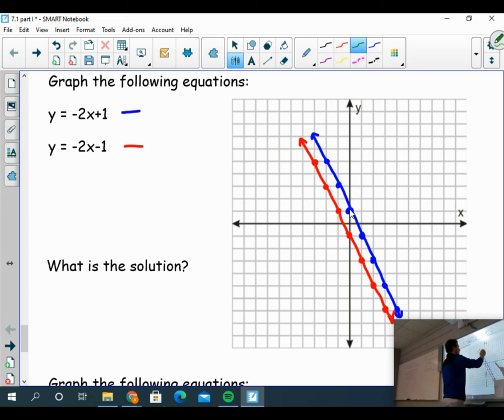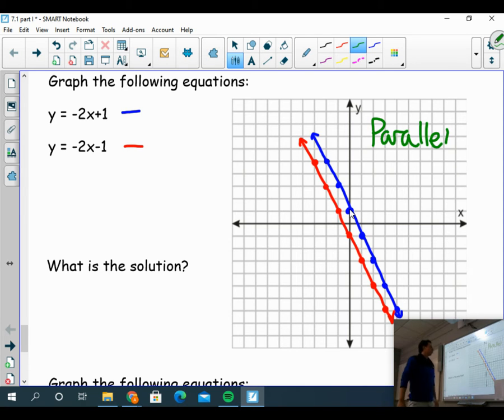You may have heard this word before, but these lines are parallel. They are parallel lines. These lines are not going to intersect. They're not going to come into contact with one another. That is because they have the same slope. For both, I'm going to go down 2 over 1. So if they do not start at the same point, the same y-intercept, they will never come into contact with one another. So since they will not come into contact, what is the solution?